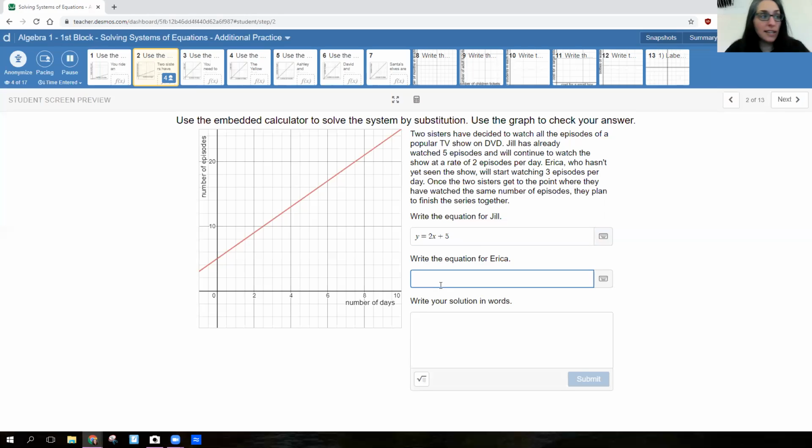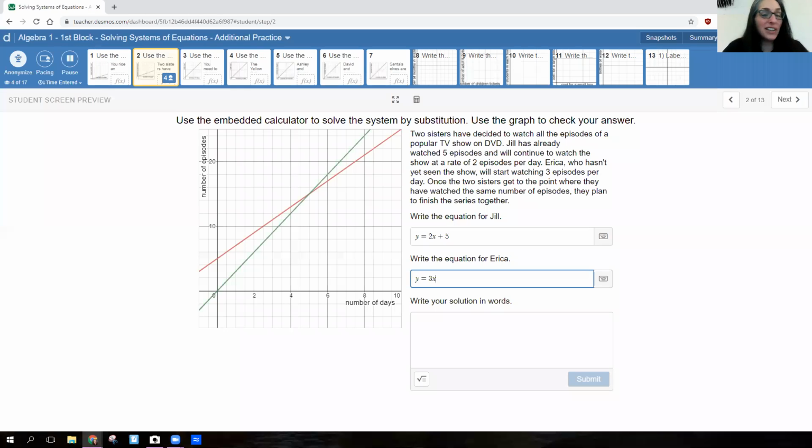All right, now, Erica. Erica hasn't watched anything yet. She's just going to start right off the bat and watch 3 episodes a day. So for her equation, and I see a lot of you have it already. Very good. y equals 3x. Perfect.